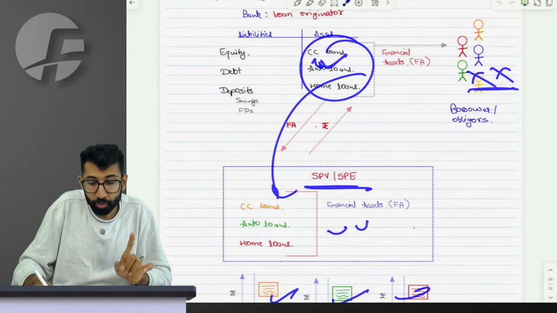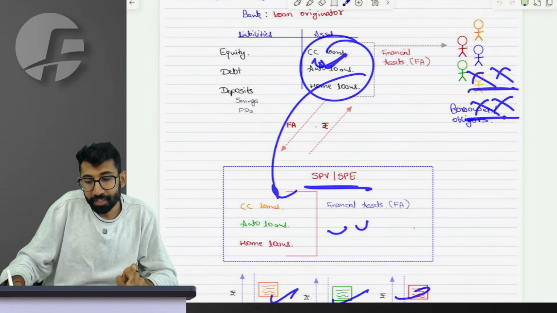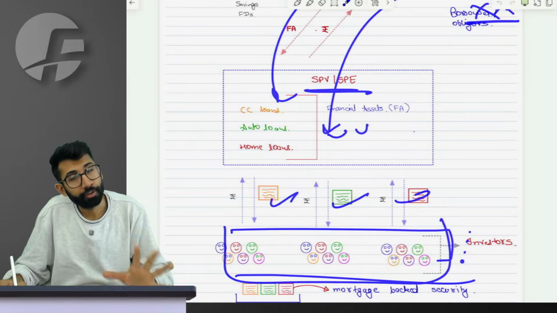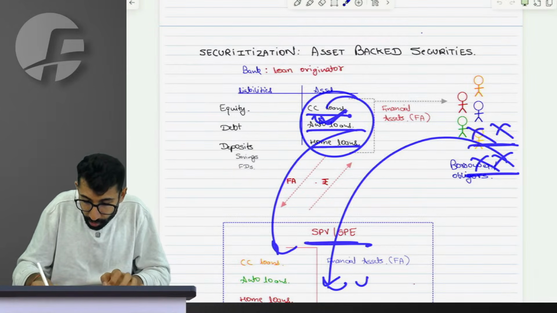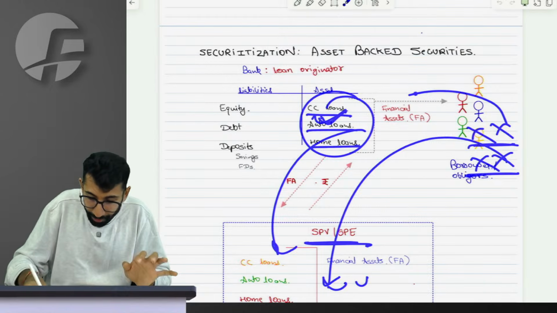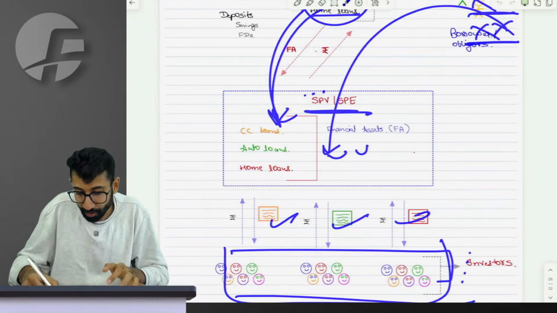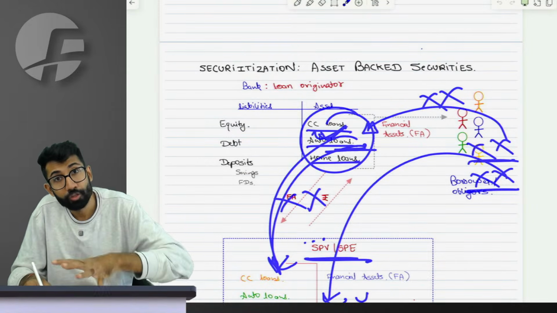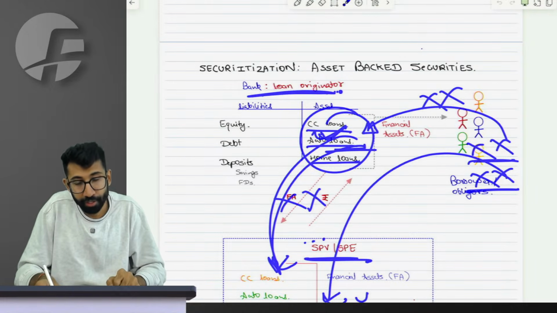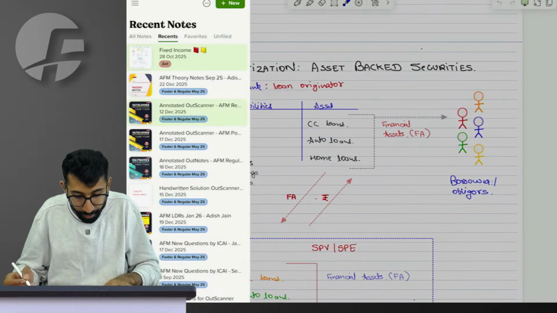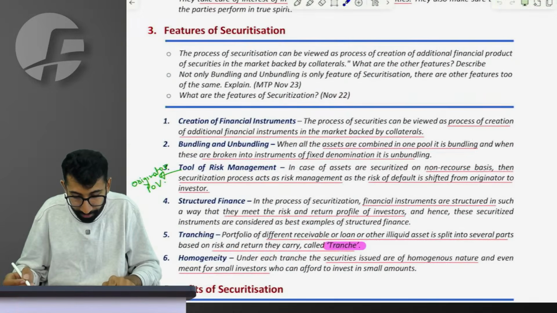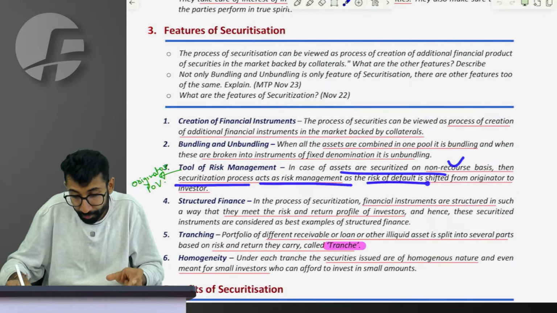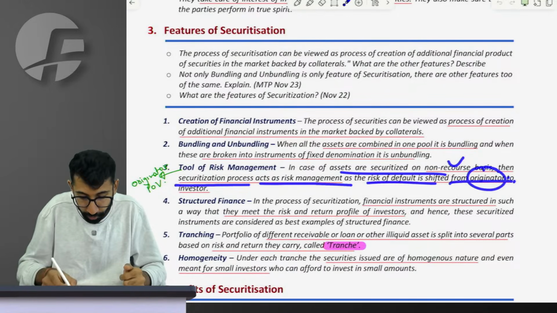So, if it is on a non-recourse basis, meaning if these parties default, the loss has to be borne by the investor. Such a situation is called a non-recourse basis. In that case, the originator doesn't have to worry about a loss. If they don't pay you, you don't have to pass it on further. Ultimately, the investor will bear a loss. They don't pay, you don't pass on. You don't have any risk. Such an arrangement is on a non-recourse basis. So as a loan originator, it is a tool of risk management for you. That is what it says. In case the assets are securitized on non-recourse, the securitization process acts as risk management against the risk of default, as it is shifted from the originator to the investor.